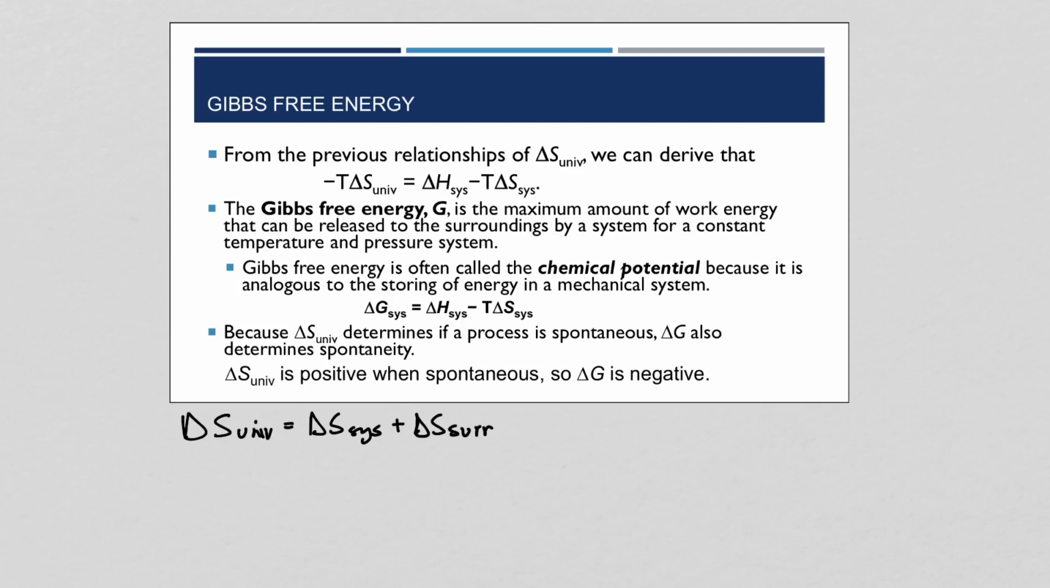But we also looked at the idea that entropy alone can't explain spontaneity, right? We can't just look at entropy by itself, because we saw that some processes that have a decrease in entropy are also spontaneous, such as condensation and freezing, right? These processes have a decrease in entropy. They're becoming more ordered, but they still occur spontaneously under the right conditions.